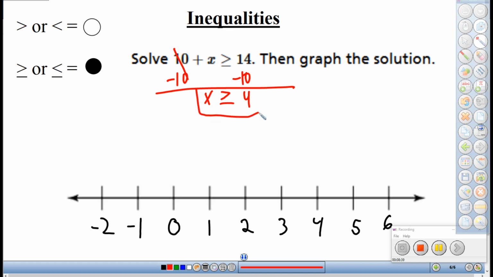So that's half the answer. Now again, greater than or equal to has a filled-in dot, so we go to 4 on the graph. Put our filled-in dot, and then all the numbers that are greater than or equal to 4 go towards the right. And there it is. Pretty simple. Alright, students, now you know how to add and subtract inequalities.